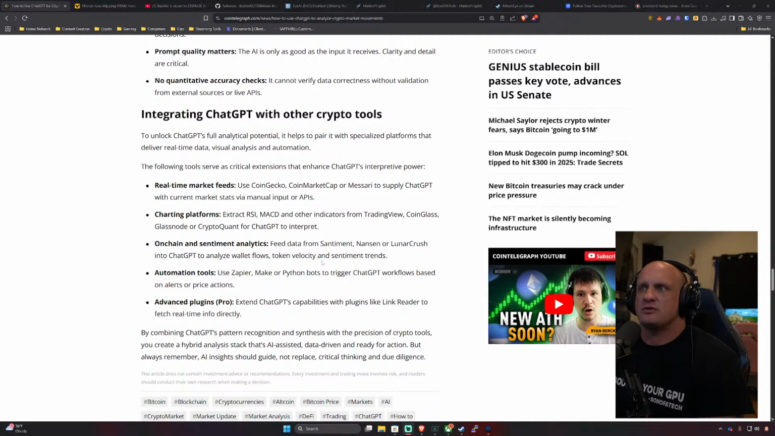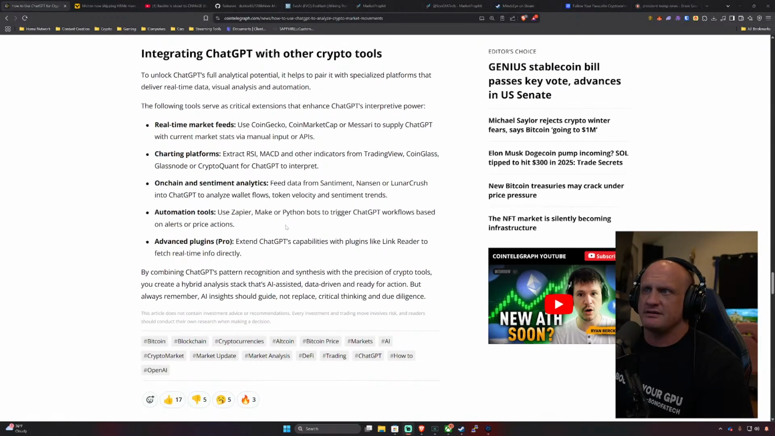There are charting platforms like Extractor, RSI, MACD, and other indicators from TradingView and CoinGlass, Glassnode, CryptoQuant, and all of that. And it names some others like Lunar Crush and etc. for on-chain sentiment tool analysis, and then automation tools like Zapier. And it allows you to make Python bots to trigger ChatGPT workflows based on alerts or price actions. And then some advanced plugins extend ChatGPT's capabilities, like Link Reader to fetch real-time info directly.